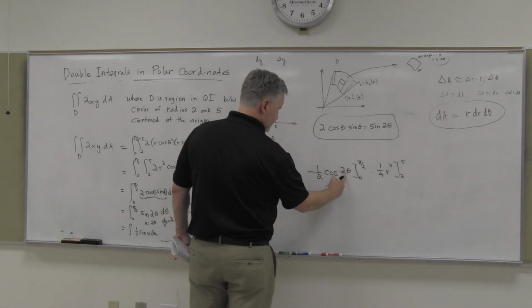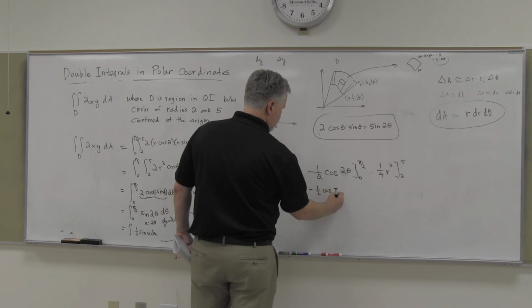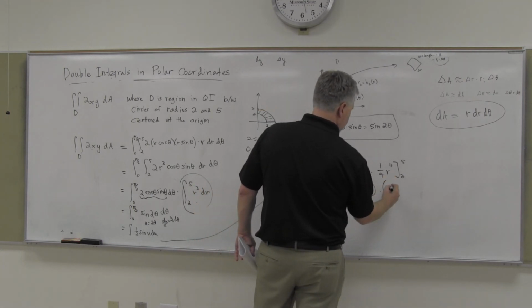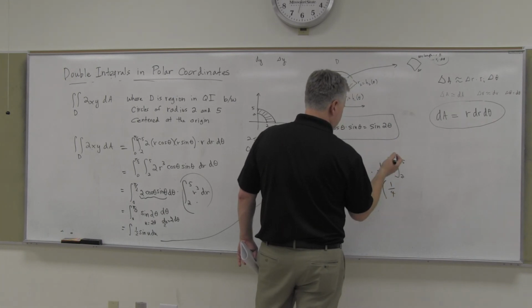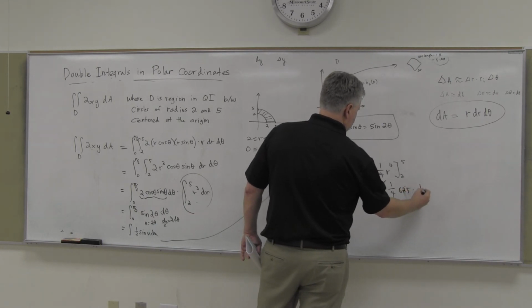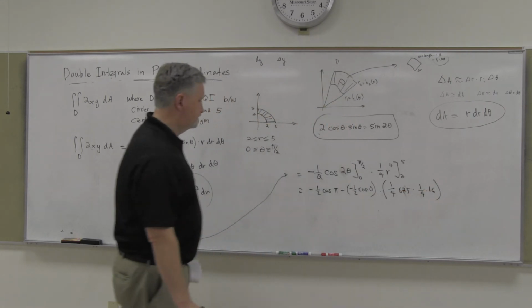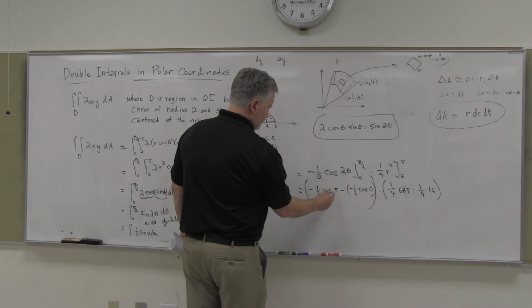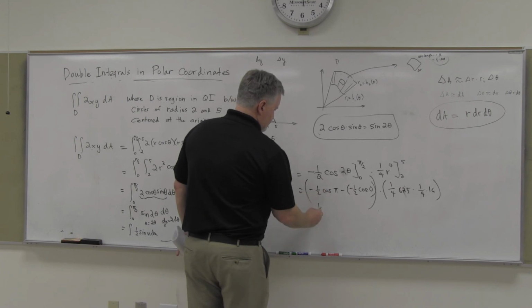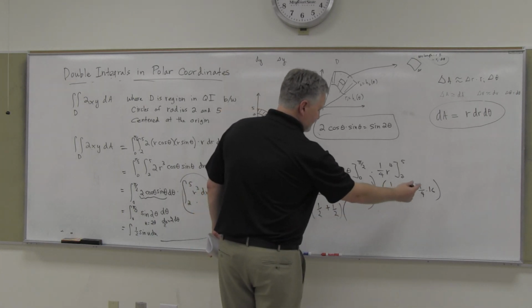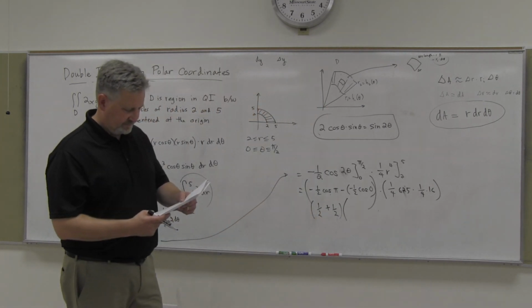If we plug in pi over 2, the 2 cancels, so it's negative 1/2 cosine of pi minus the negative 1/2 cosine of 0. And then times 1/4 of 5 to the 4th, 625, minus 1/4 times 16. These turn out to be, cosine of pi is negative 1, so you got negative 1/2 times negative 1, a positive half. That's also a positive half, so that's just 1. 625 over 4 minus 16 over 4, 609 over 4.